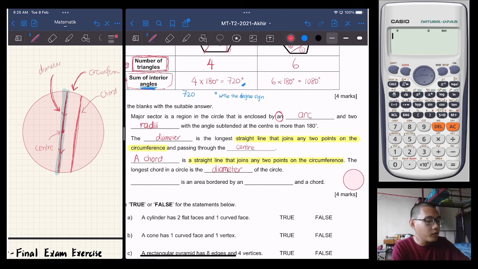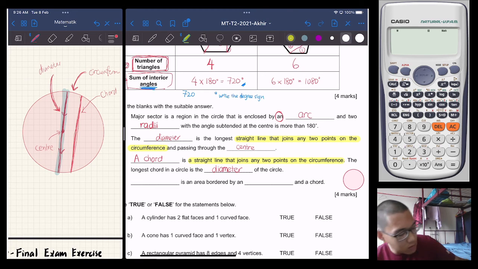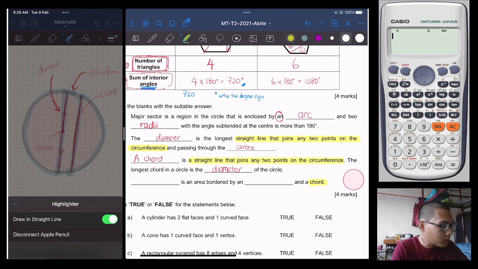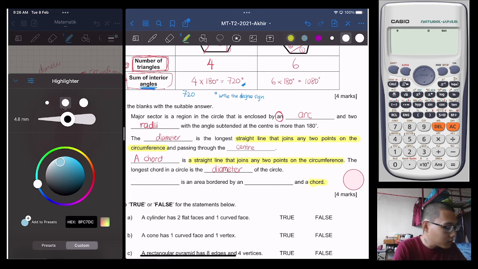Which part is an area bordered by an and what and a chord? Let's say we want to find the area bordered by an and what and a chord. Just now we learned about a chord, right? A chord, not the other kind of chord. So this is a chord. If we try to relate this chord with an and what? Just now in the first question we learned about an arc, right? So an arc is here. Maybe it's here, or if I try to connect this one, I cannot. I need to use a different color to let me see.